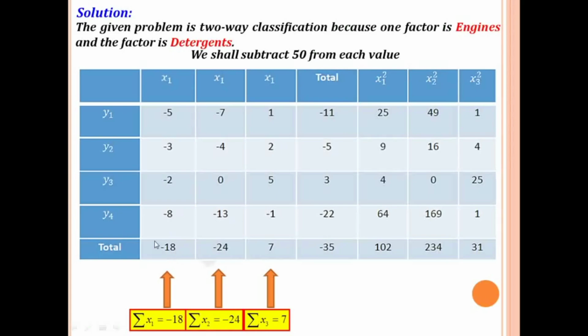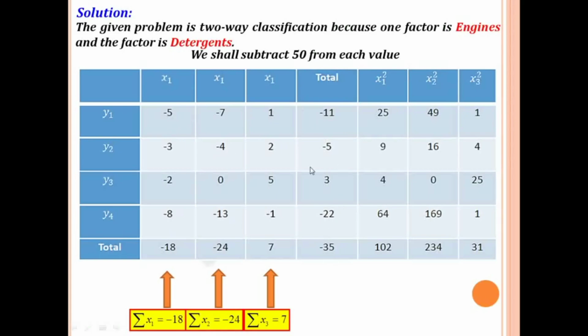At the same time, if we add these three values, you should get the same value. Once you add both row wise and column wise, you should get the same value. Then only your data is correct, otherwise your data is wrong. So if we add column wise and row wise, we get minus 35.